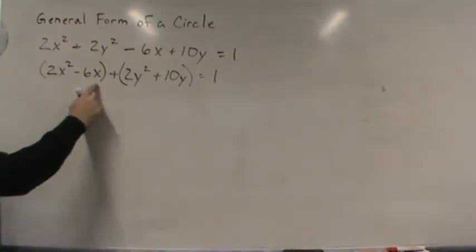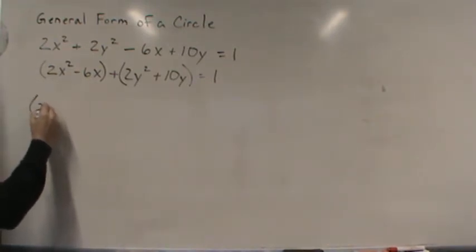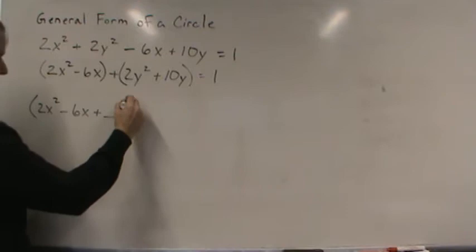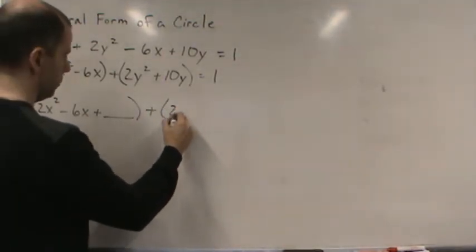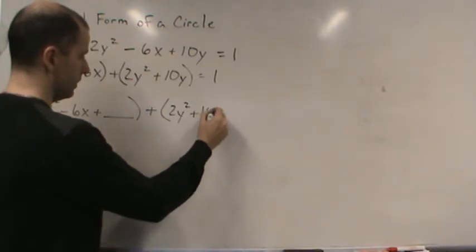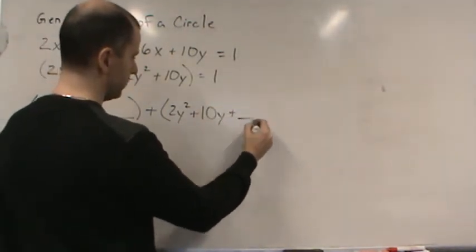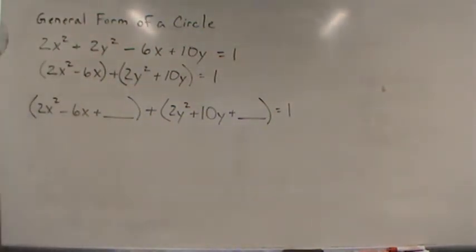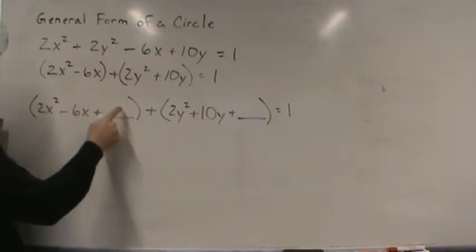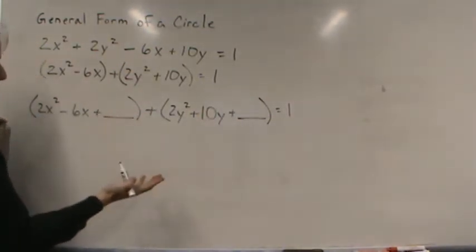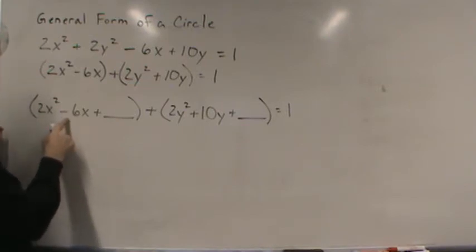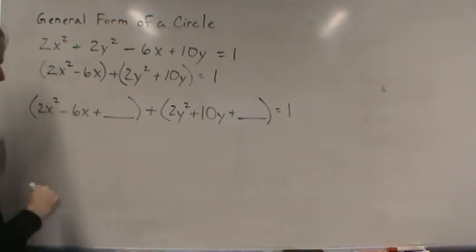And I'm going to complete the square on this one. So this is going to be 2x squared minus 6x plus something, plus 2y squared plus 10y plus something, equals 1. And so again, I want to figure out what number goes here so that I get a perfect square. And again, the way you do it is you divide the middle coefficient by 2, and then square it. So negative 6, hold on.